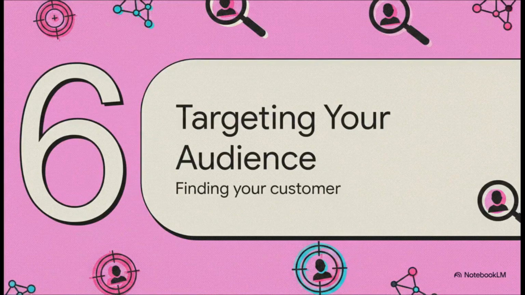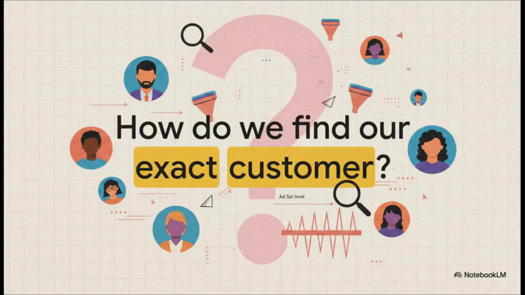And now for the really fun part. Section 6, targeting your audience. I want you to picture your absolute perfect buyer in your head right now. Got 'em? Okay, how do we filter out the billions of people on Facebook to find just the ones who want to buy exactly what you're selling? We do all this magic at the ad set level.